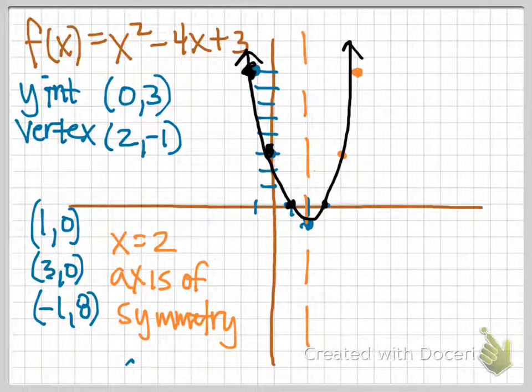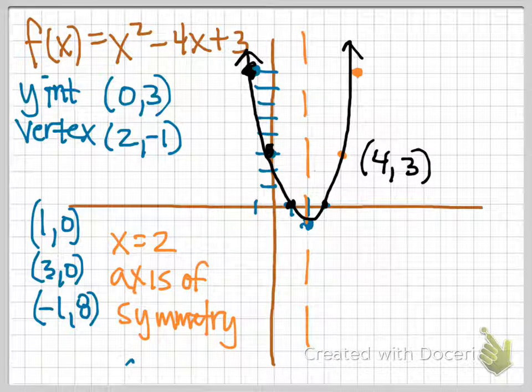And then I found points that were symmetric to them. So I found this orange point, which would be what? (2, 3). I'm just kidding. It would be (4, 3). So this point is (4, 3). And the other point is (5, 8).